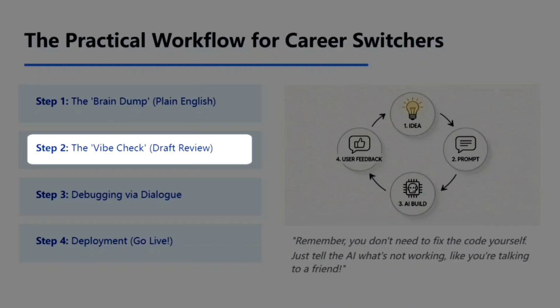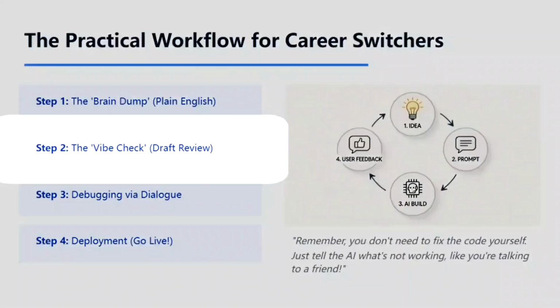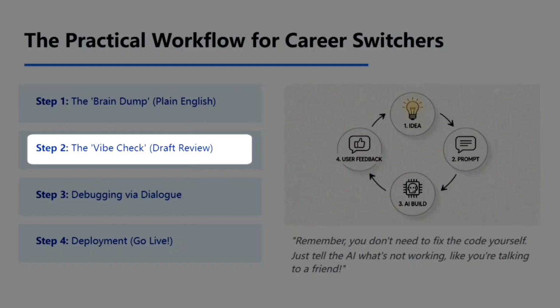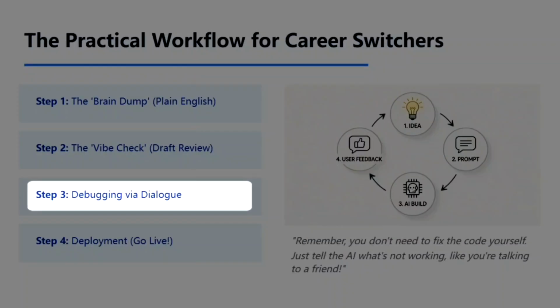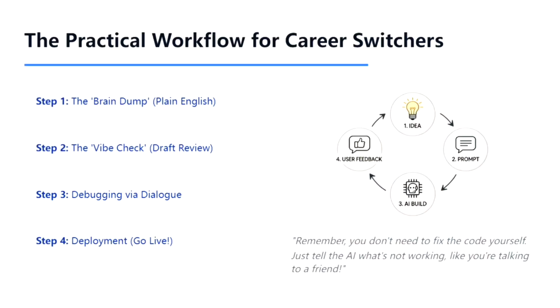Next is the vibe check. Once the AI gives you a draft, you review it. Does it feel right? Does the layout match your mental model? You are the creative director here. The third step is debugging via dialogue. This is the most empowering part. If something isn't working, don't try to hunt for a missing semicolon. Just tell the AI what's wrong and let it handle the repair.